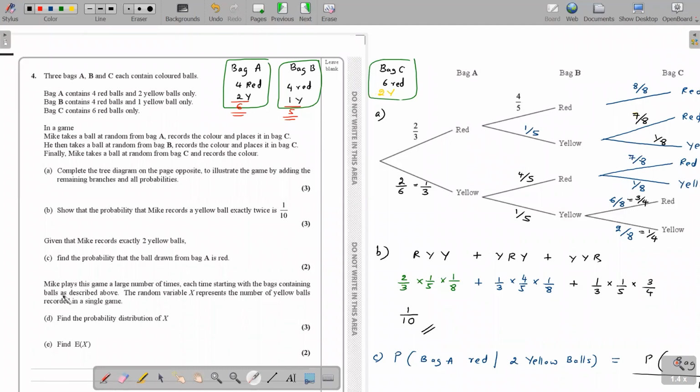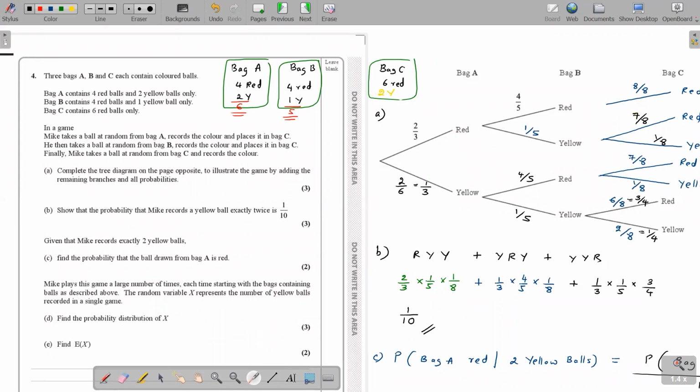Okay, then next part. Mike plays this game a large number of times, each time starting with the bags containing balls as described above. So he does the same game. What's the game? You start off with bag A, bag B, bag C, and every time you take a ball from bag A, you take a ball from bag C, and you put both of them into bag C, and then you take one counter again from bag C. So he does this experiment a large number of times.